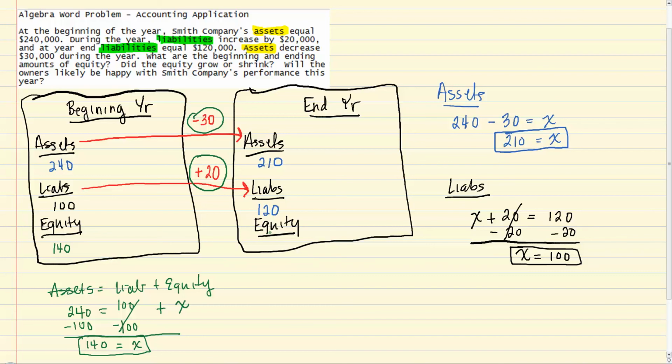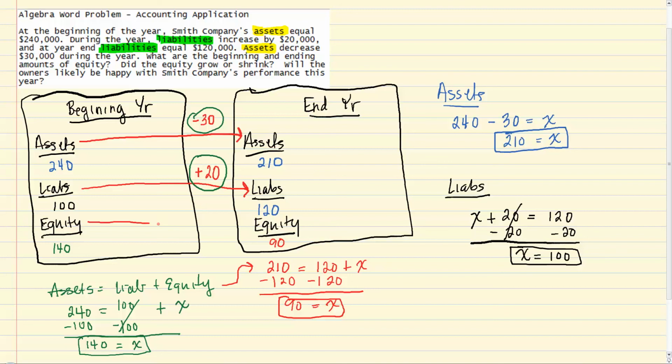Now, what's our equity over here? Same formula. This time we're going to do end of year. So once again, same formula. Assets this time are 210, equals liabilities, which is 120, plus x as our equity there. Subtract 120 from each side. 90 equals x. So the owner's equity is 90.